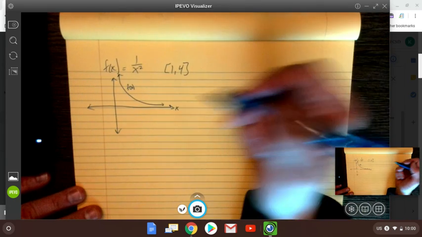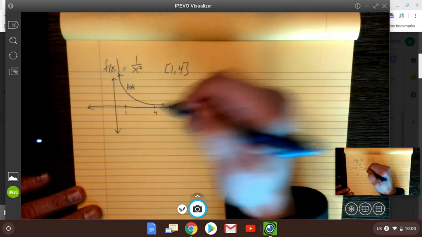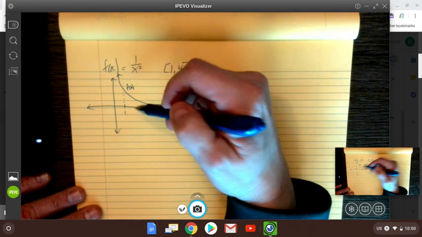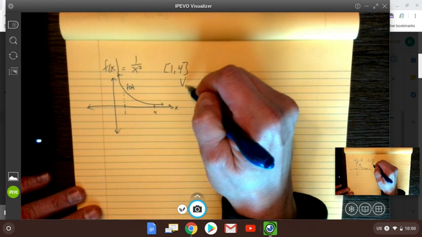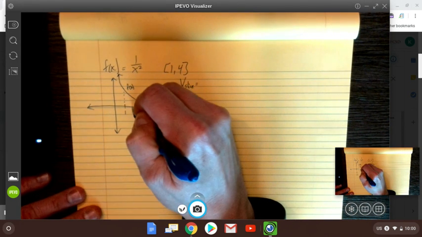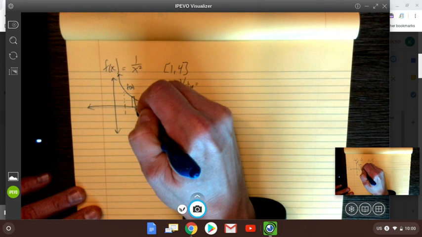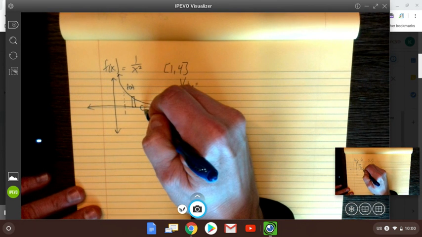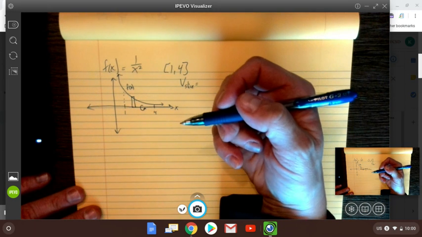Okay, here's 1, here's 4, and our region looks like this. We don't want the area, but we're going to draw a slice. There it is. All right, we're going to revolve this slice. I like to throw the little revolve symbol there.